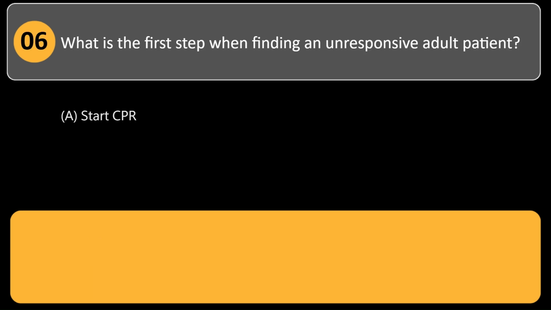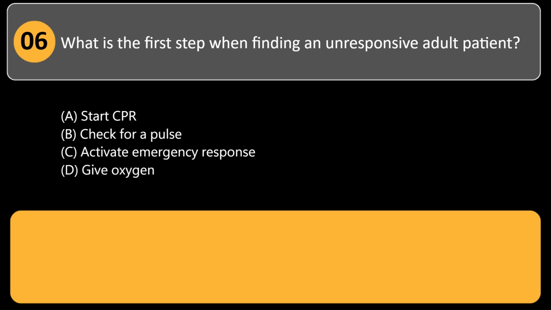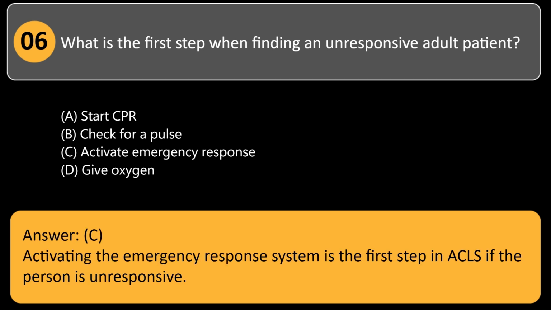What is the first step when finding an unresponsive adult patient? A. Start CPR. B. Check for a pulse. C. Activate emergency response. D. Give oxygen. Answer: C. Activating the emergency response system is the first step in ACLS if the person is unresponsive.